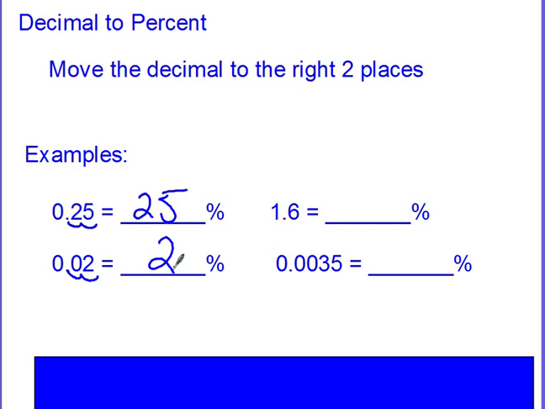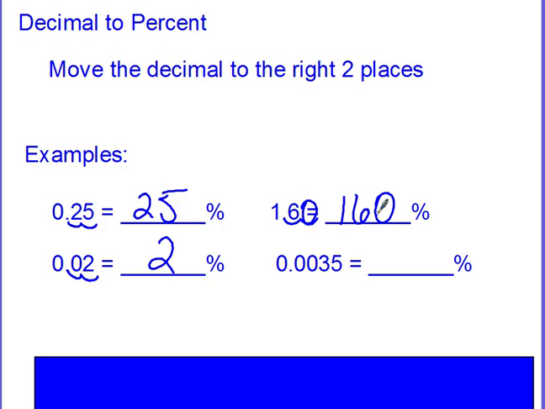Okay, 1.6. So this one's got a whole number in it. Anytime you have a whole number, when I move this decimal over, and yes, you have to move it 2 places every time, even if there aren't enough numbers to move it. And for those places that we don't have, we just add a 0 in. In this particular case, 1.6 turns into 160%. So yes, you can have percentages greater than 100.